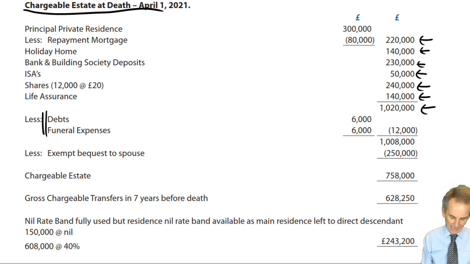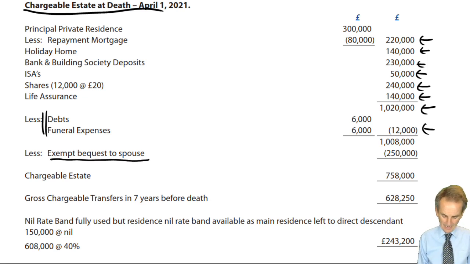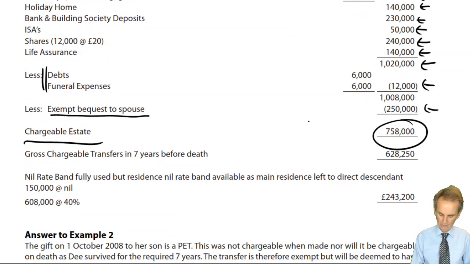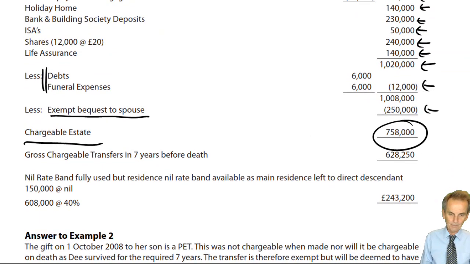Take away your debts, liabilities due at the date of death, and also any reasonable funeral expenses there. Take those out, £12,000, and then, of course, any exempt bequests, i.e. to spouses or civil partners there. That was £250,000, and that brings us to a chargeable estate of £758,000.